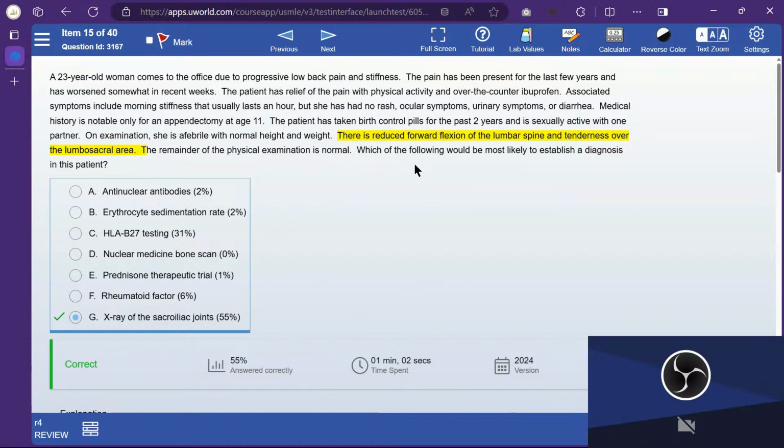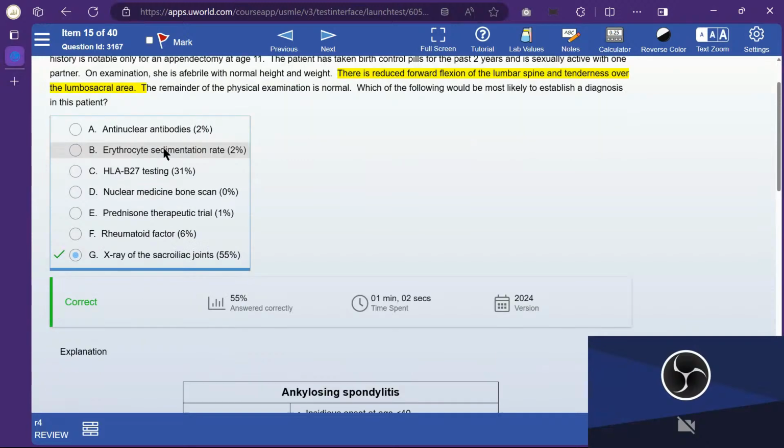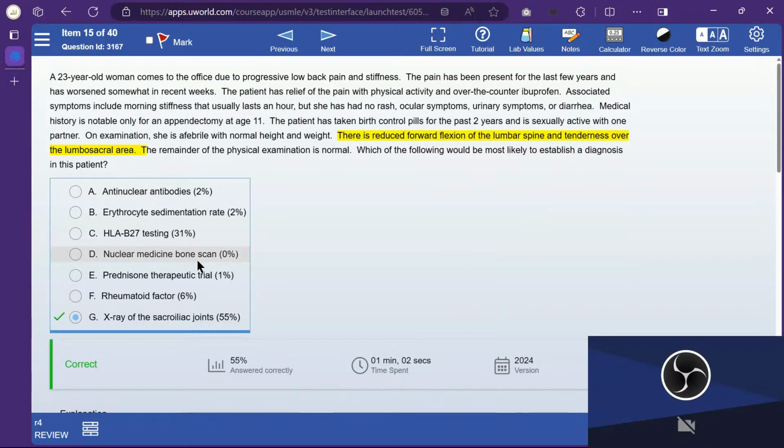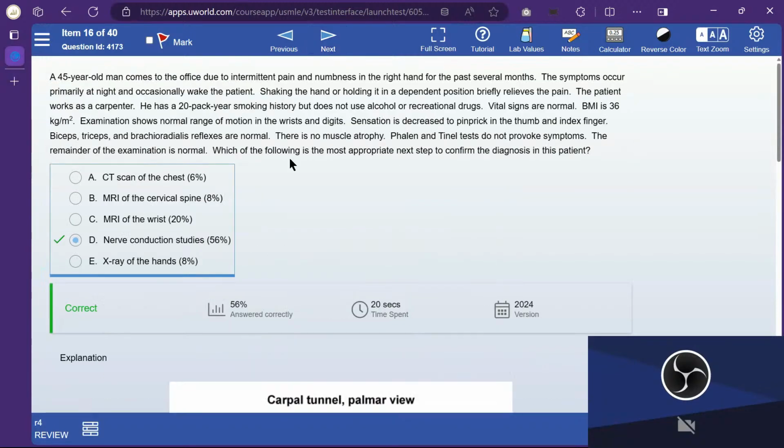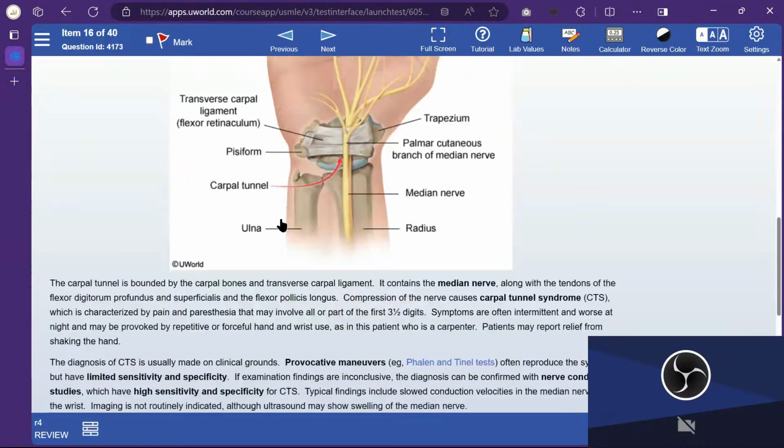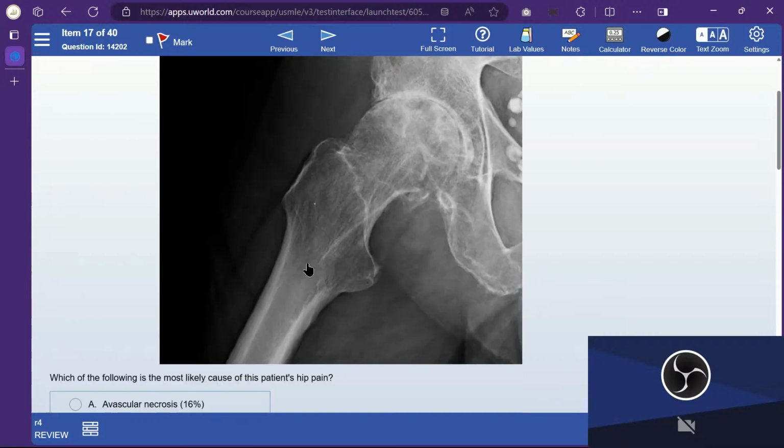There is reduced forward flexion of the lumbar spine and tenderness over the lumbar spine. So diagnosis done: ankylosing spondylitis. X-ray of the SI joint should be done. Carpal tunnel: nerve conduction study should be done.